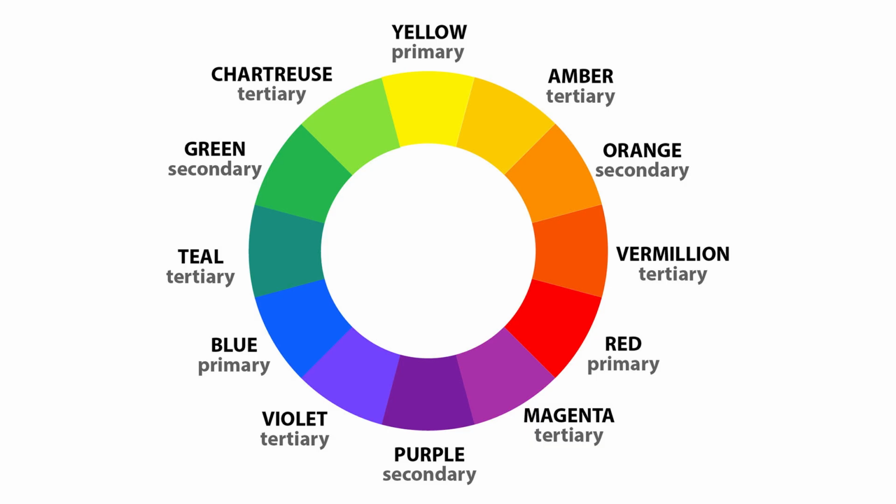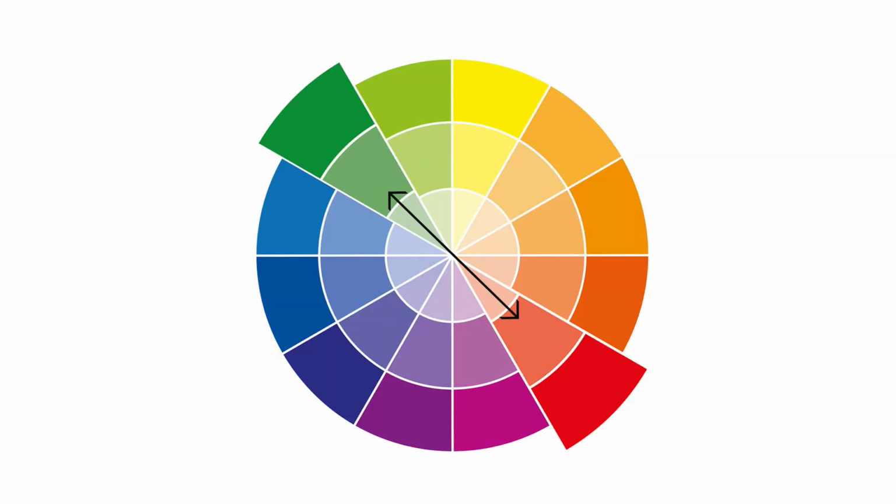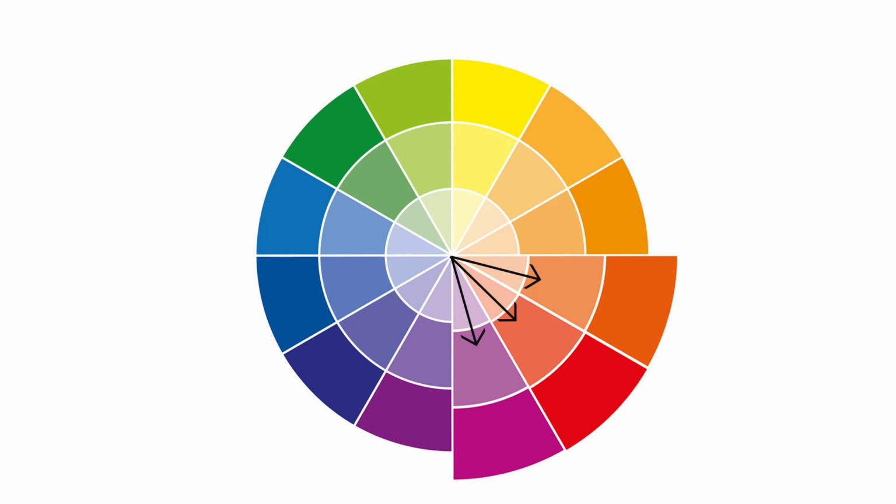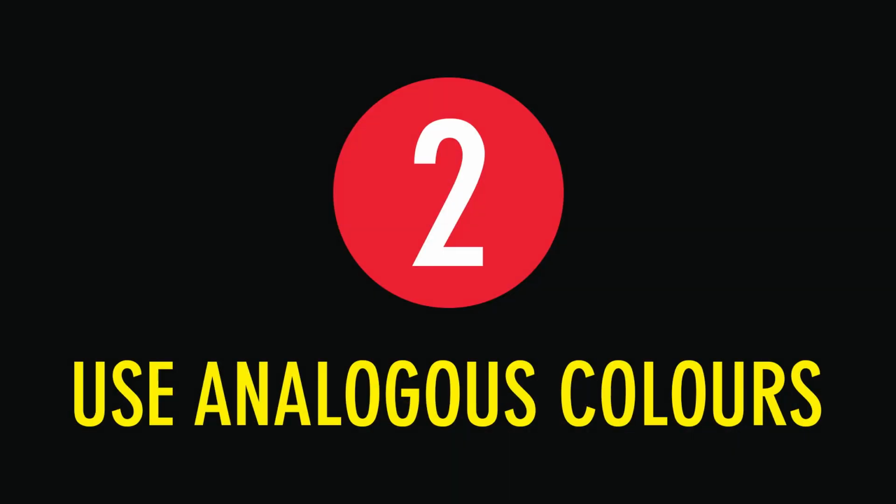Start by understanding primary, secondary and tertiary colors. Know what complementary and analogous colors are. You can check out my video about the color theory in detail right here and also with the link down below.